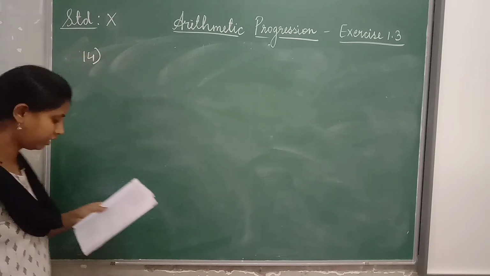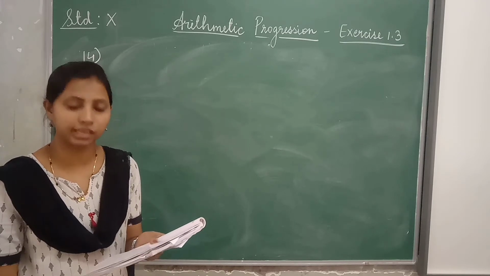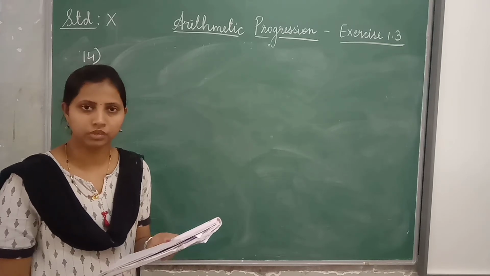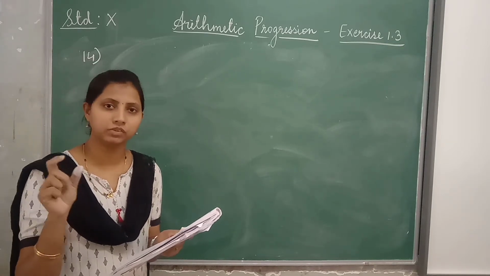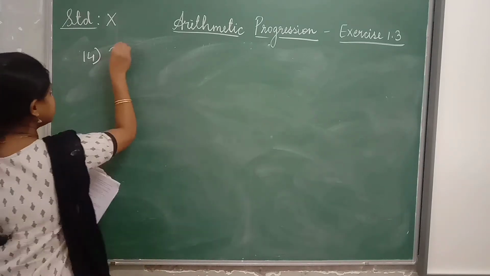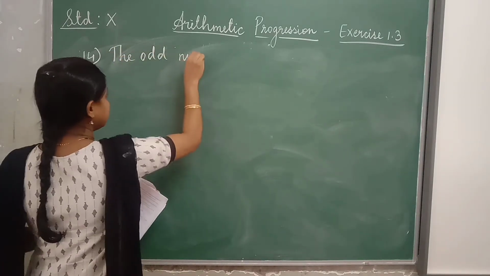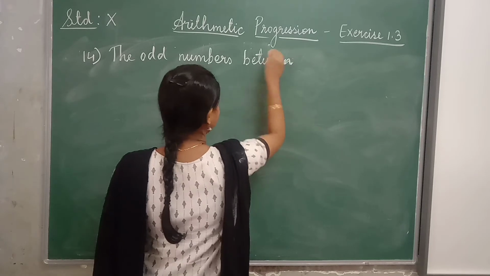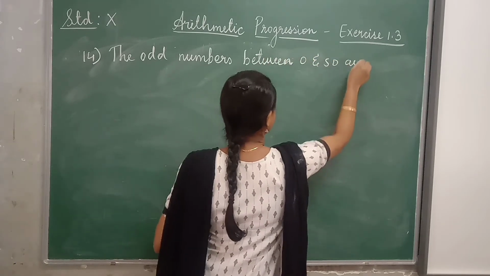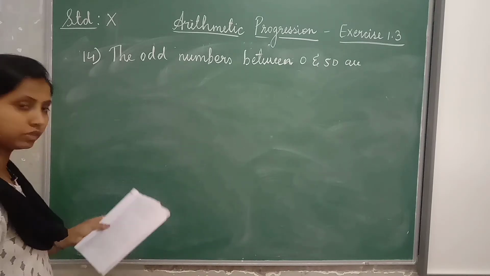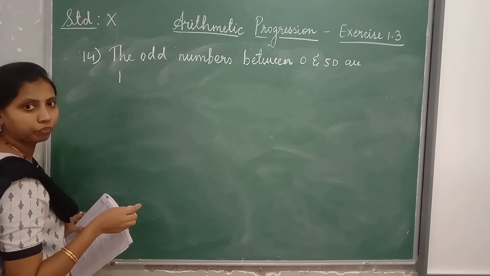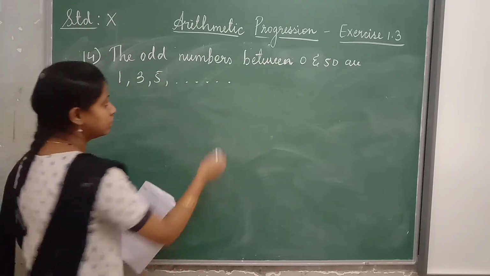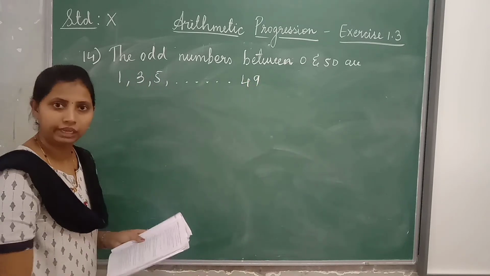The fourteenth one. Find the sum of the odd numbers between 0 and 50. You have to write the numbers which come between 0 and 50. So the odd numbers between 0 and 50 begin from 1, 3, 5 till the last odd number, which will be 49.